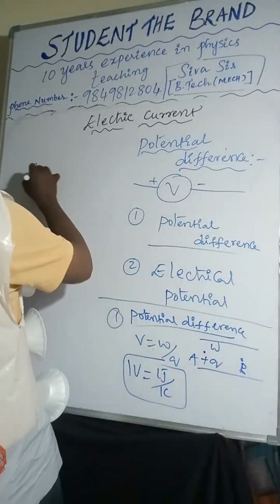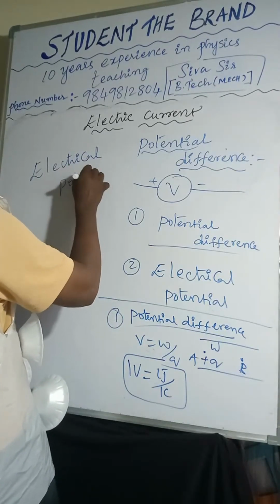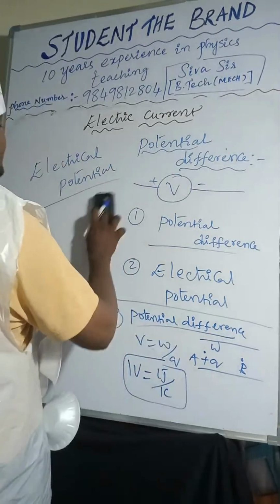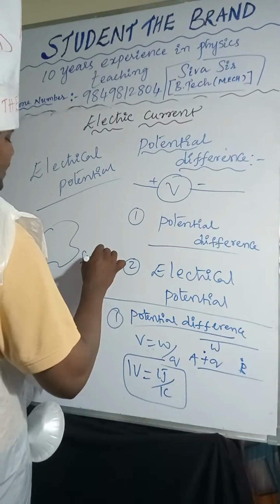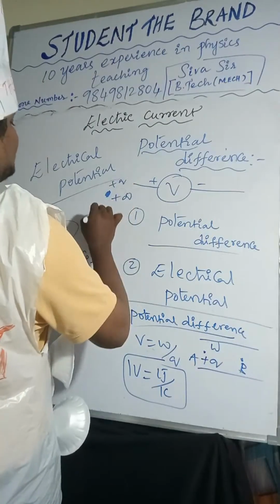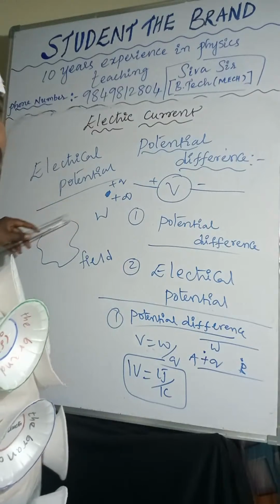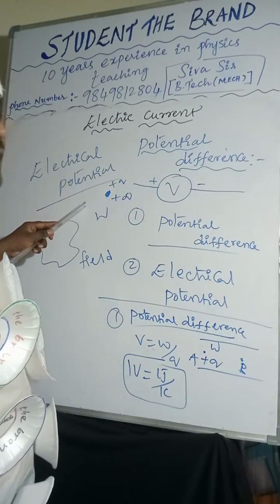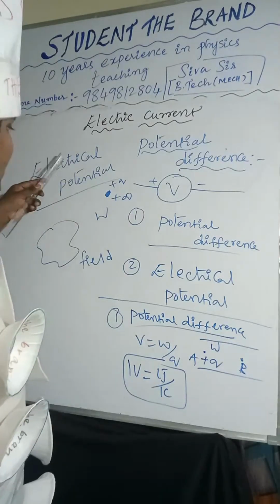Electrical potential is the work done to bring a charge from infinity. Here this is the field, and this is the infinity point. We are doing some work to bring a unit positive charge from infinity to the required field. That is called electrical potential.